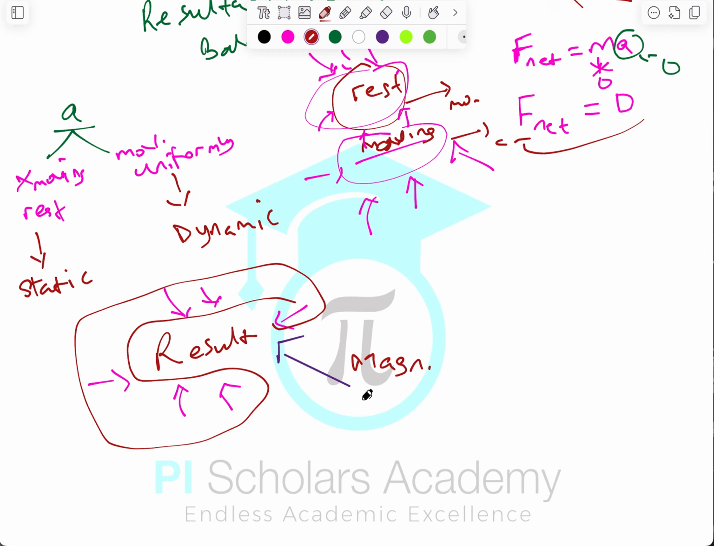And number two, it opposes the direction in which the resultant is acting. So therefore, the name of this guy is called the equilibrant. The equilibrant is that single force that tends to negate the action of the resultant force.